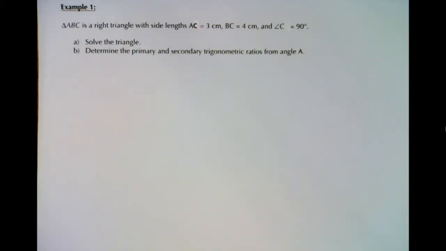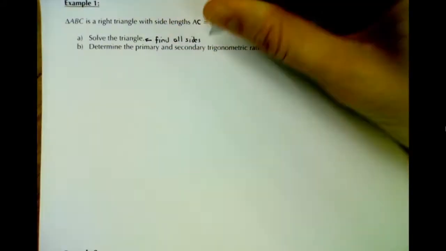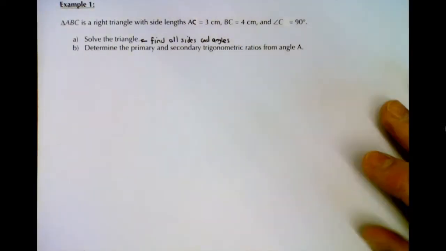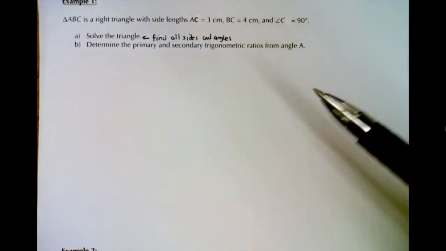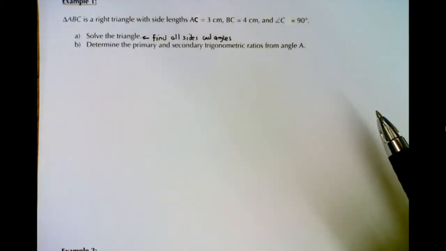And what you're going to do is solve the triangle, which means find all sides and angles. And you're going to determine the primary and secondary trig ratios from angle A, much like I did in the first part of this lesson. So if you want to, pause the video, give it a shot. If not, stick it out with me and we'll solve it together.